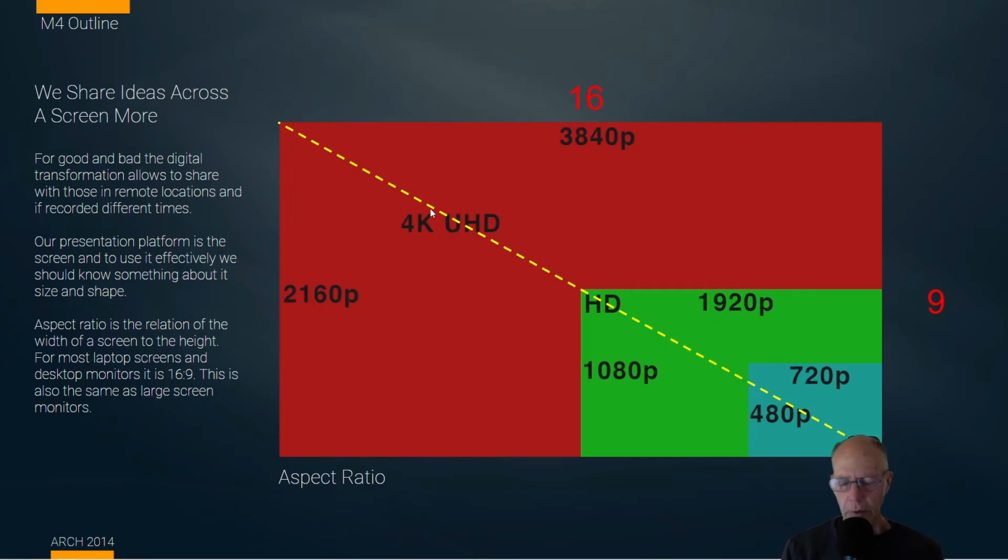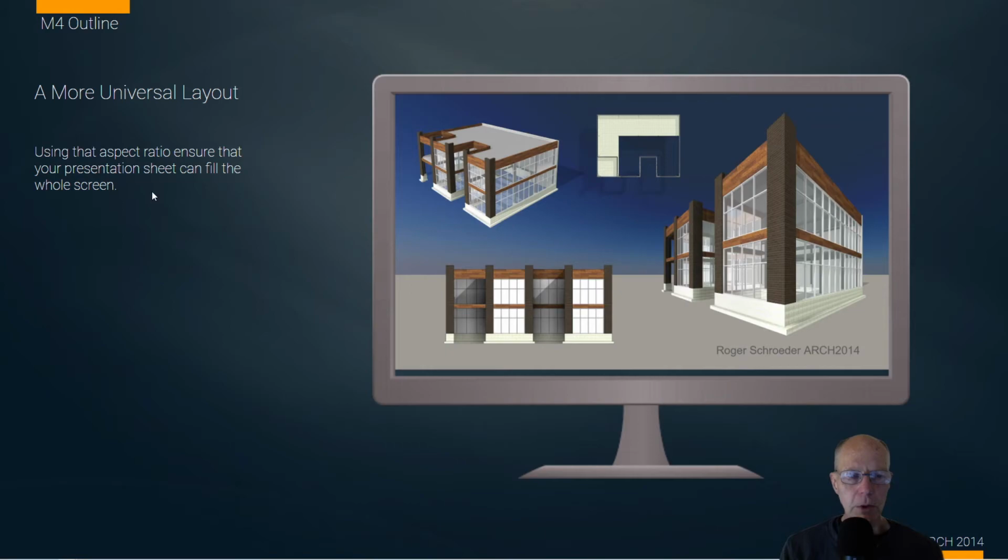So keep that in mind with this idea of aspect ratios. Once again, that idea of a more universal layout. So here's our sheet size. Imagine that's a sheet that we created, and it's relatively close to that 16 by 9 if it isn't identical. I'm not sure how we did that.